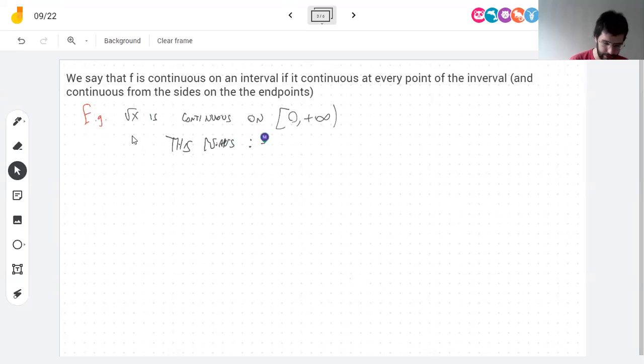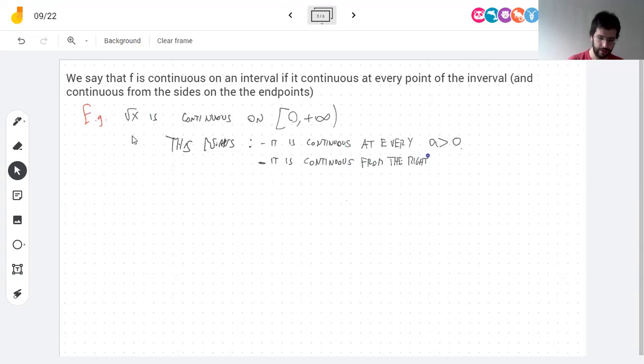It means two things. It is continuous at every positive number. So everything in the interior of the interval, the interior is everything that is not the endpoints. At every point there, it's continuous, and at the endpoint, it's continuous from the correct side. A equals zero.